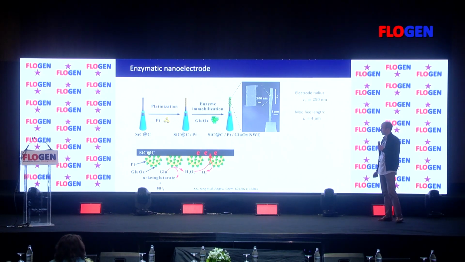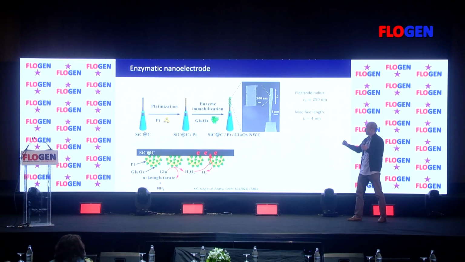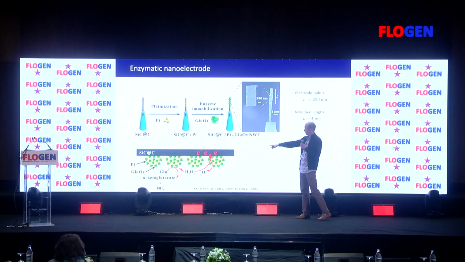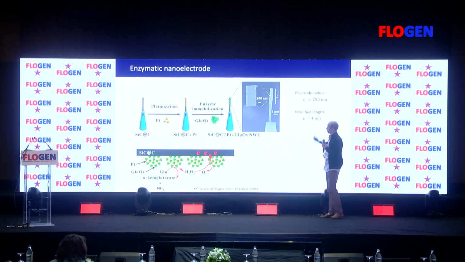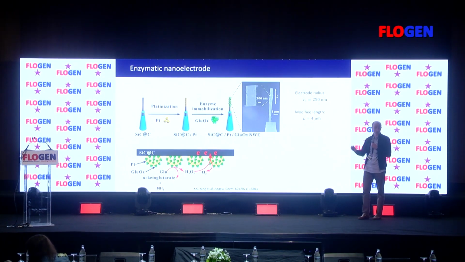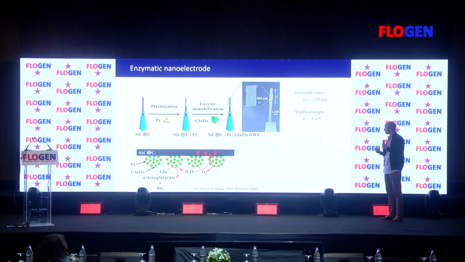For that, our collaborators fabricated the enzymatic nanoelectrode, which is similar to what was just presented by Professor Amator. This is the one which consists of silicon carbide, on which successive layers of carbon and platinum are deposited. And on the top we have the layer with glutamate oxidase. This electrode also has relatively small sizes, which allow performing measurements outside of the cell, but also going easily inside of the cell.